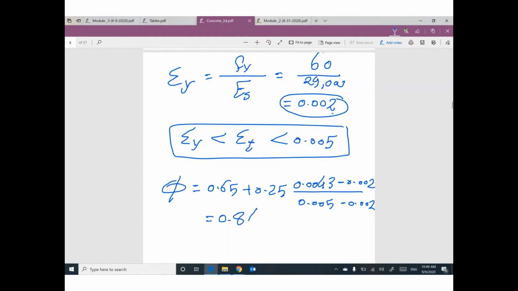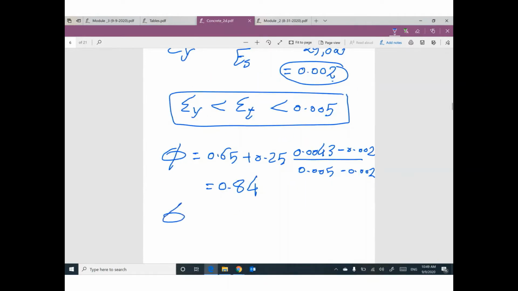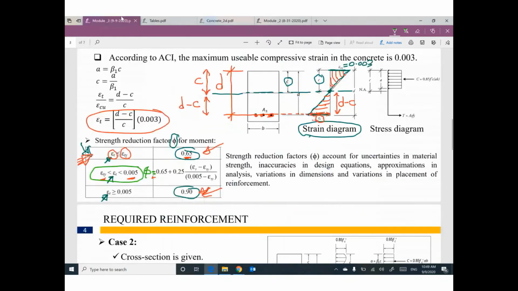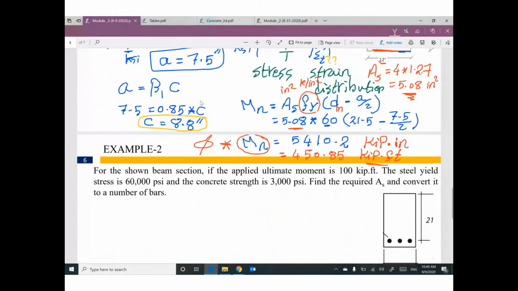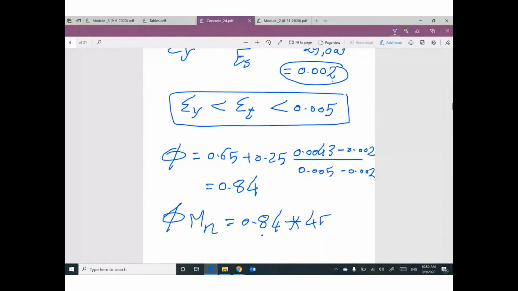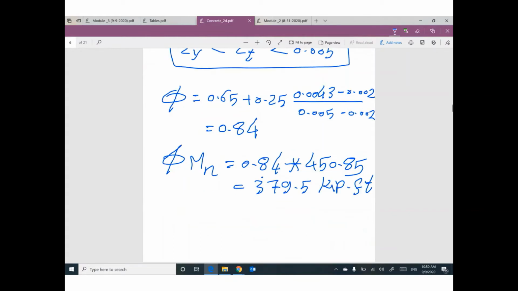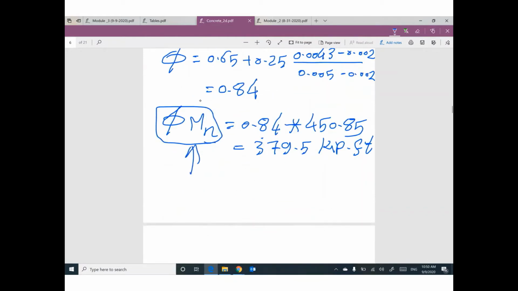0.84. So your design moment equals 0.84, which is phi, times the moment that you reach, 450.85. So your final answer will be 379.5 kip foot. So this is called design moment.